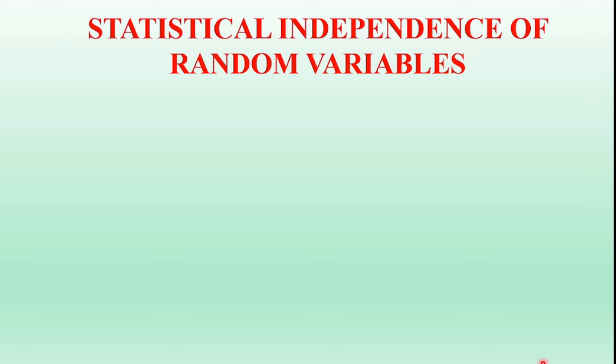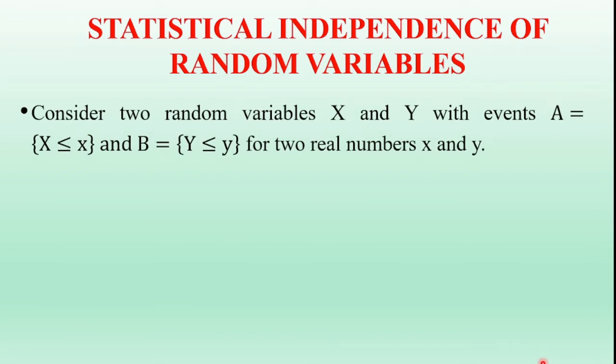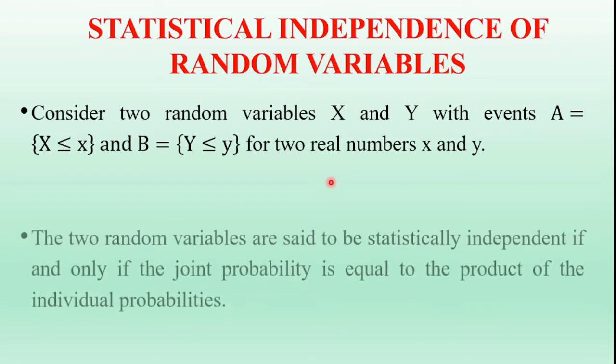In this video, we are going to discuss statistical independence of random variables. Consider two random variables capital X and capital Y with events capital A and capital B defined as follows: event A is defined as X less than or equal to x, and event B is defined as Y less than or equal to y, for two real numbers small x and small y.